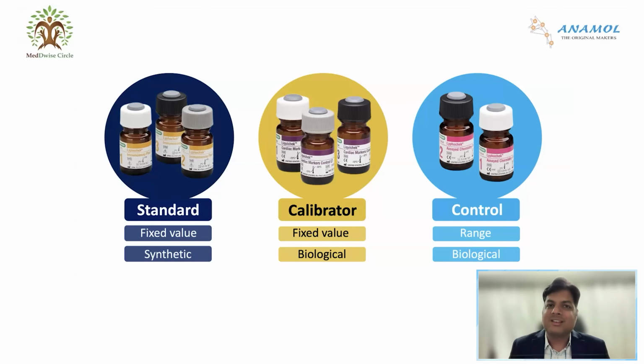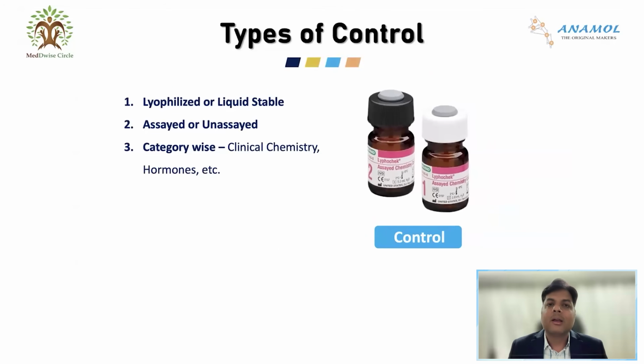And in most cases, controls are not given as a part of the kit. Sometimes the controls have to be procured from an external agency. So we need to understand these three different terminologies. Now, how many different types of controls are there? Friends, there are many different types of controls available in the market. The one that you see on the slide is only an example.